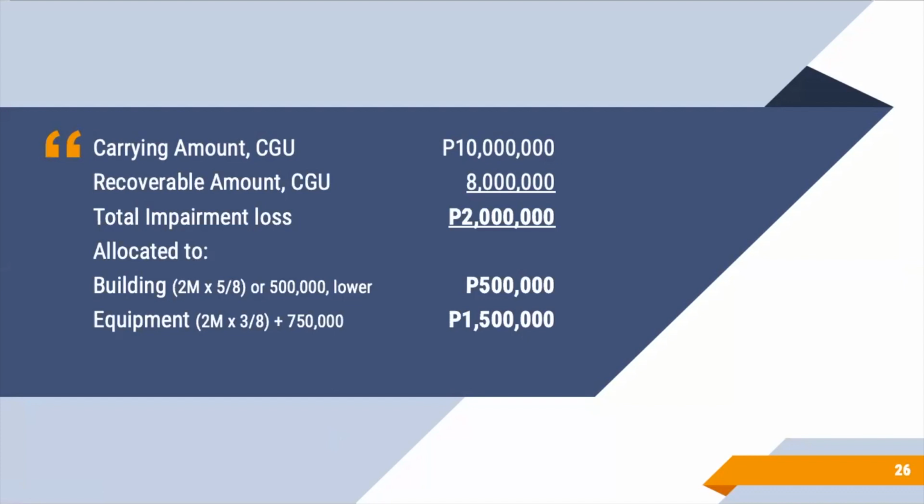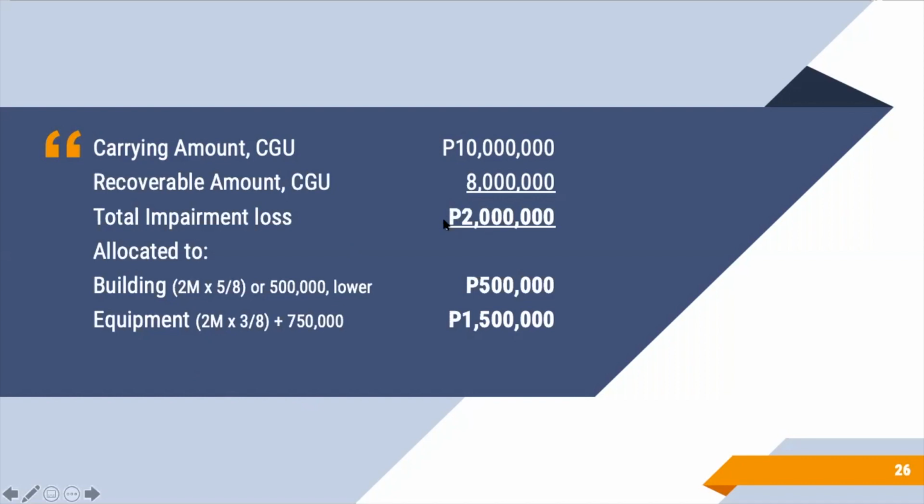Again, yung inventory, hindi siya capable of impairment because when you recognize that in accordance with PAS 2 and you measure it at net realizable value, it is already considered an implicit impairment. So hindi mo na siya pwedeng i-impair ulit in accordance with PAS 36. So building at equipment lang.